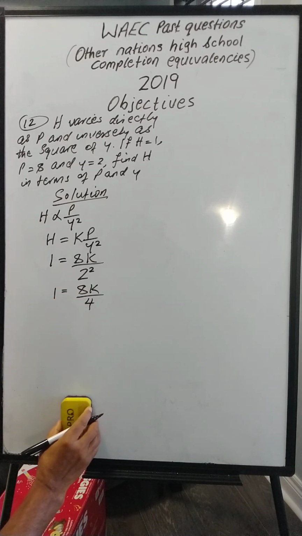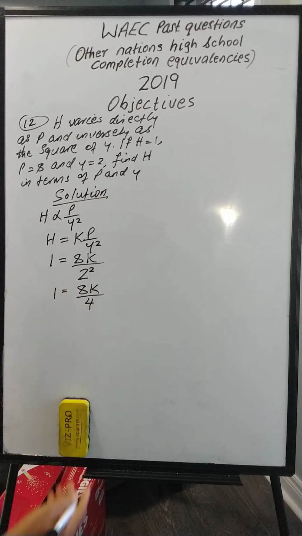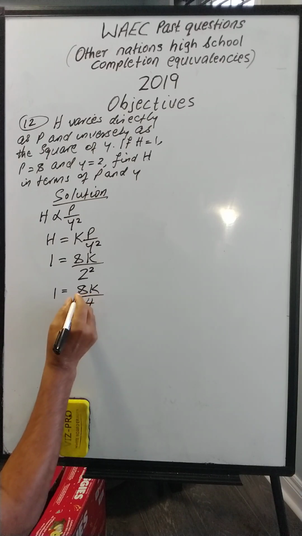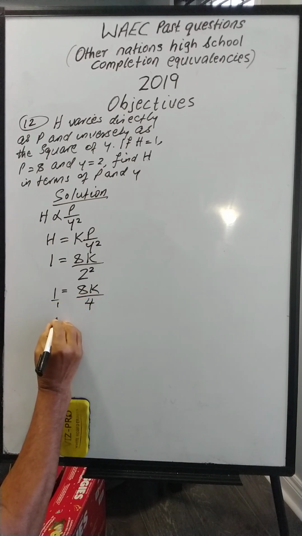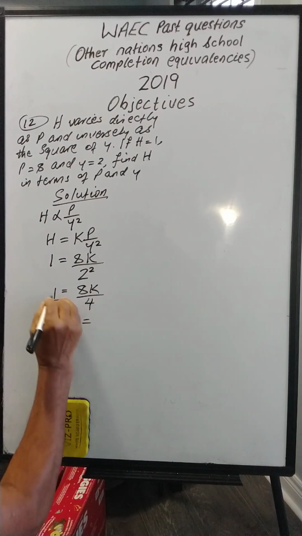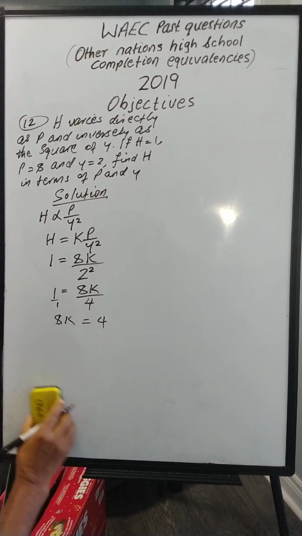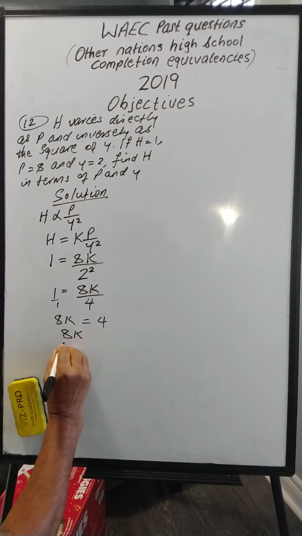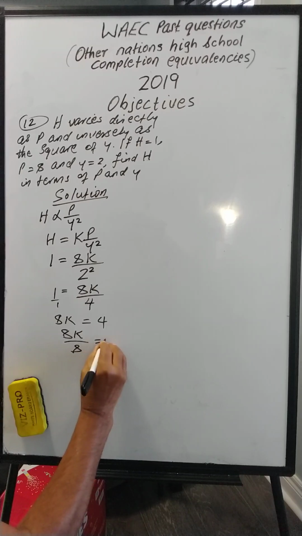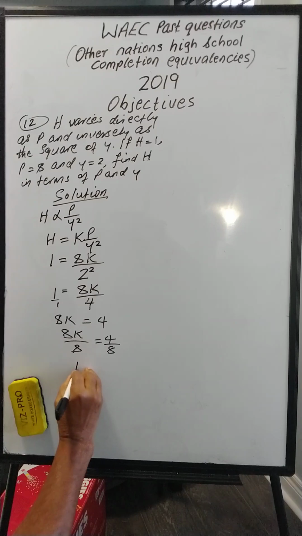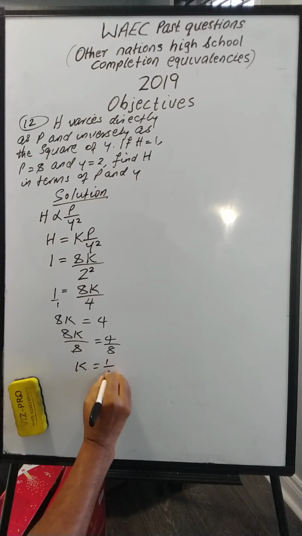Cross multiply. In principle, this is 1 over 1. 4 times 1 will give us 4. So here 8 times 1 will give us 8. That is 8k times 1 is 8k, equals 1 times 4, which will give us 4. Therefore, k is 4 divided by 8. Therefore, k is equal to 1 over 2.